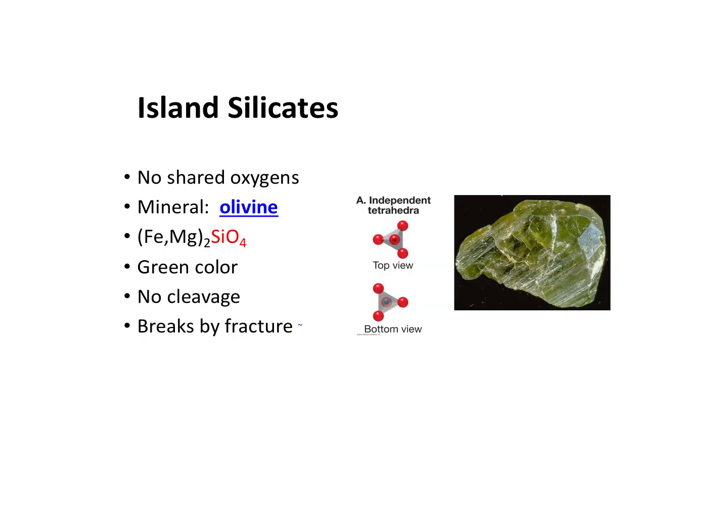So the first one are the island silicates. In island silicates, we have no shared oxygens. That is this structure right here, where we just have independent tetrahedra and there would be additional cations bonding these two together, but they're not sharing any of their oxygens with each other. The mineral we're learning in this category is the mineral olivine.